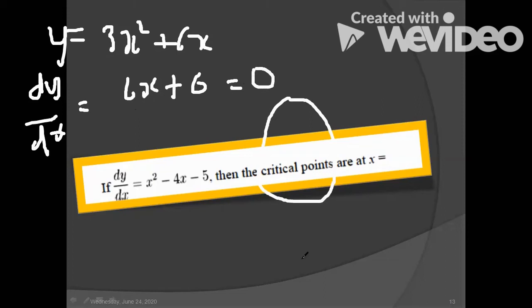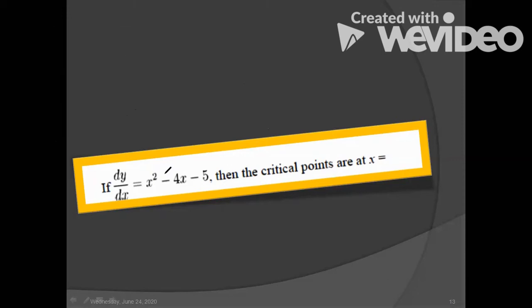Now, there's a trick to this question. You notice, they already give you what dy dx is, don't you? So in other words, you do not differentiate this expression. It was already differentiated. How do we know? By looking at the dy dx notation. So all we need to do now is just to equate this equal to 0 and solve for x. Now, as you can see, this is actually a quadratic equation.